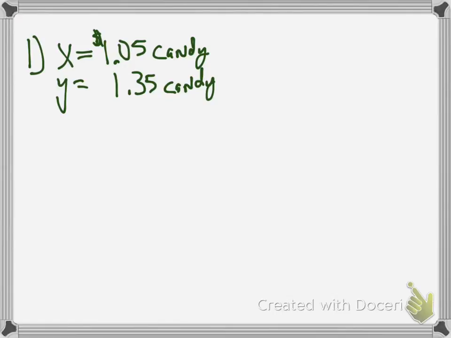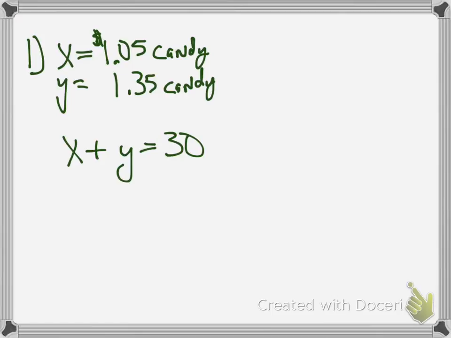Okay, so if I read this correctly, the first thing they mentioned was candy worth $1.05, and then the second one was candy worth $1.35, and then there were 30 pounds made. So my first equation goes like this: x plus y, it won't change. X plus y equals, how many pounds of candy are we buying here? 30 pounds.